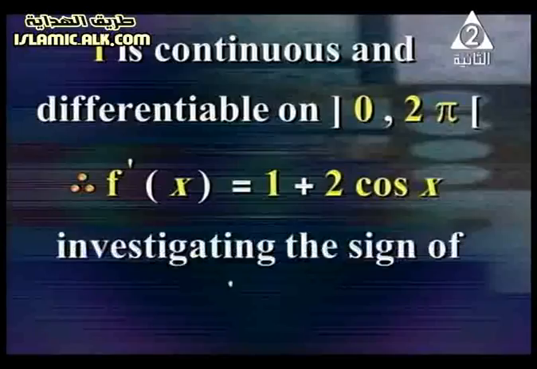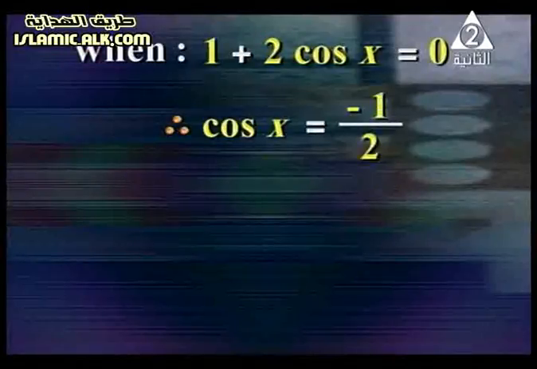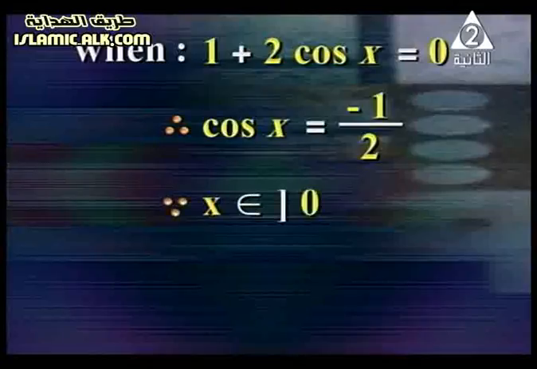After that, investigate the sign of f dash of x by putting 1 plus 2 cosine x equals 0. When 1 plus 2 cosine x equals 0, 2 cosine x equals negative 1, then cosine x equals negative 1 over 2. What is the value of x? Yes, we find the value of x by using the calculator, shift cosine negative 1 over 2.